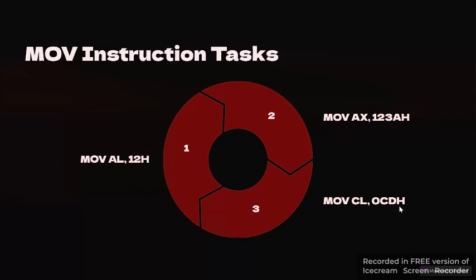Now move CL comma 0CDH. Here H is not a character, H is not data. It is just representing a hexadecimal value. So 0CD, there are a total of 12 bits. So we are going to move 12 bits into CL, the counter lower register. Here in CL, 0CD will be moved.